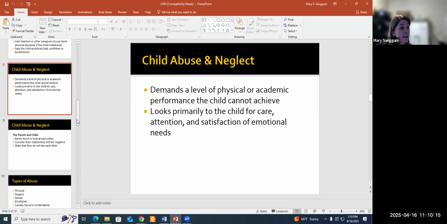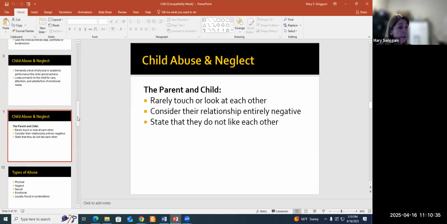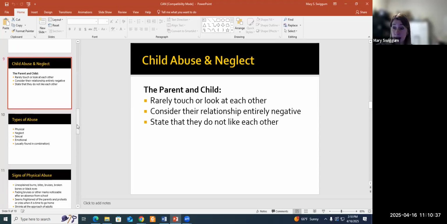A few more. The caregiver may demand a level of physical or academic performance that the child cannot achieve. And they may look primarily to the child for care, attention, and satisfaction of their emotional needs. And of course, that would be an example of emotional abuse. In terms of the parent-child dyad, we may see that they rarely look at each other or touch each other. They each may consider the relationship to be entirely negative, and they may state that they do not like each other.